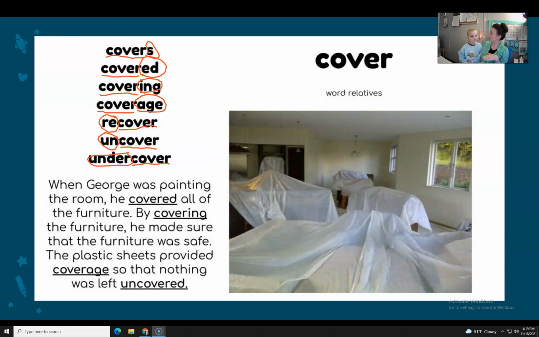Okay, can you show me the motion for cover? Okay, anytime I say any of those words in my story, you cover it up. Okay? When George was painting the room, he covered all of the furniture. By covering the furniture, he made sure that the furniture was safe. The plastic sheets provided coverage so that nothing was left uncovered. Good job! Thank you very much.